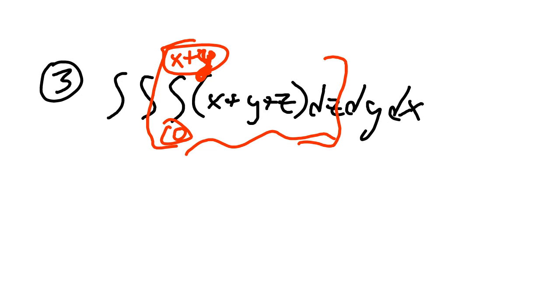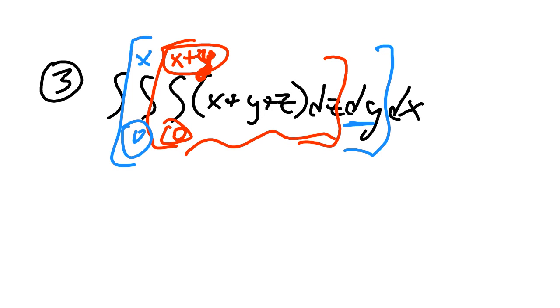And then y goes from 0 to x. So for the y, we're going to do that next. But y is a function of x. Both of these are functions of x, right? And then last but not least, the x's are left, and the x's are just going to range from 0 to 1. That would be the last thing I do. So let's do it in order.